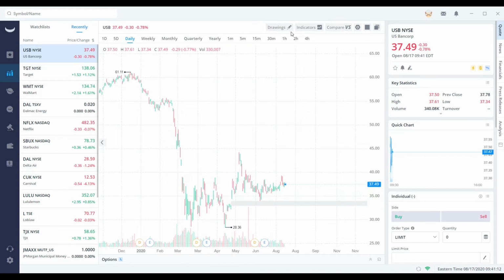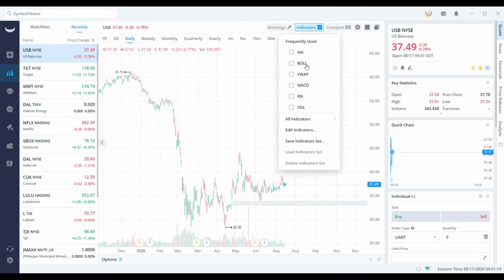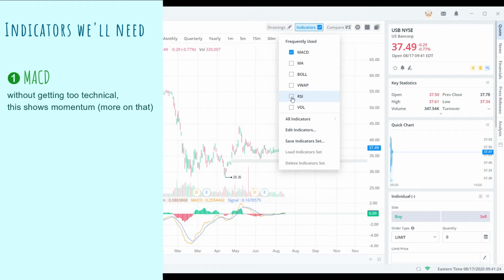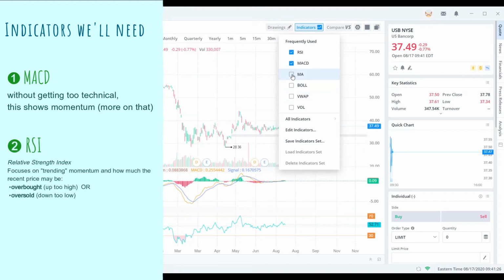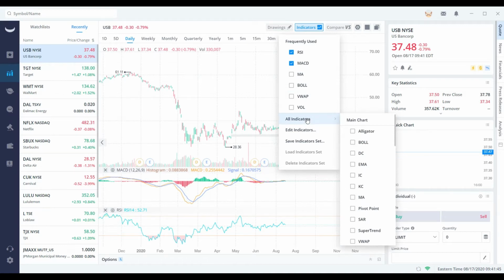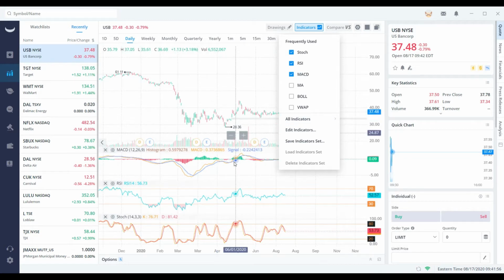And we're going to bring up our indicators. So right here at the top, you can see this tab that says indicators. And as we talked about before, I like the MACD, the RSI, and the stochastic indicator. Now, it's not showing on the frequently used, but you can go over to all indicators and you can find a ton of these. So I'm going to find myself the stochastic indicator right there. I'm going to click it, and now we can see all these indicators over here.